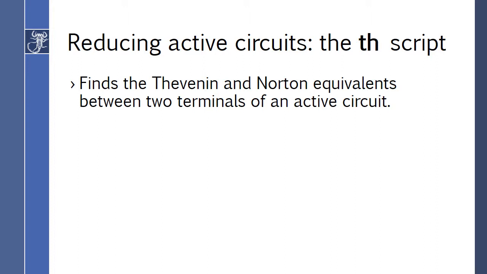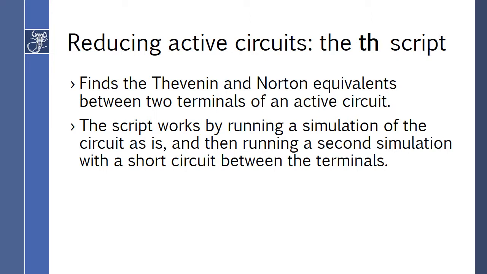The TH script finds the Thevenin and Norton equivalents of an active circuit between two terminals. It works by running a simulation of the circuit as it is and finding the voltage between the two nodes, and then running a second simulation with a short circuit between the terminals and finding the short circuit current.